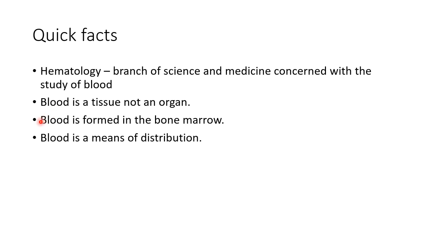Blood is formed in the bone marrow, and blood is a means of distribution in the body. This means that blood carries with it oxygen and nutrients from the gastrointestinal tract and the heart and delivers it to the peripheral cells of the body. And at the same time, the waste products of the peripheral cells, carbon dioxide, and other metabolic wastes, go into the blood. And from the blood is given into the kidneys and the liver for elimination.